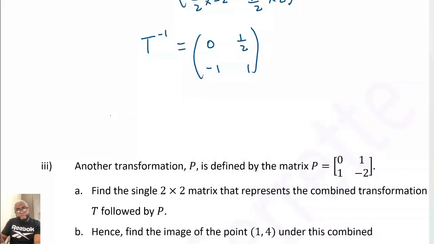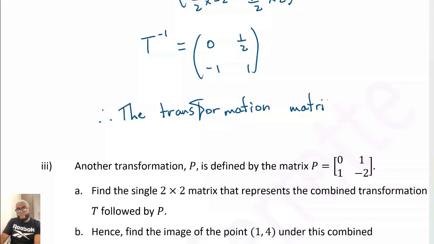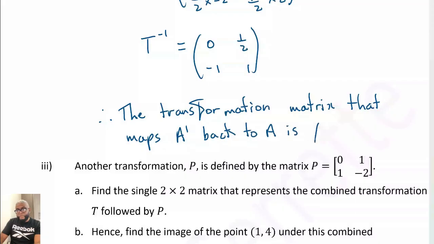Right? So therefore, the transformation matrix that maps A prime back to A is what we just found there, T prime, right? 0, a half, -1, and 1, right?